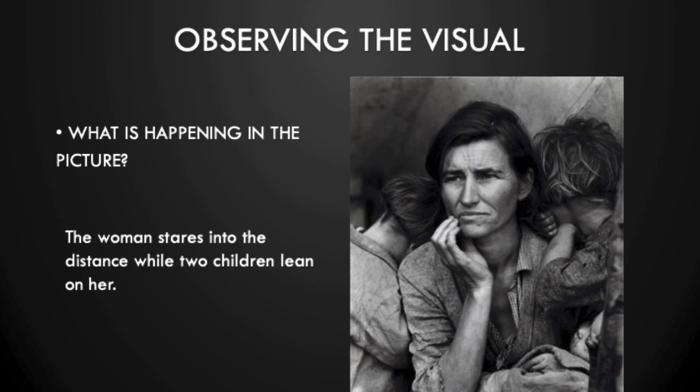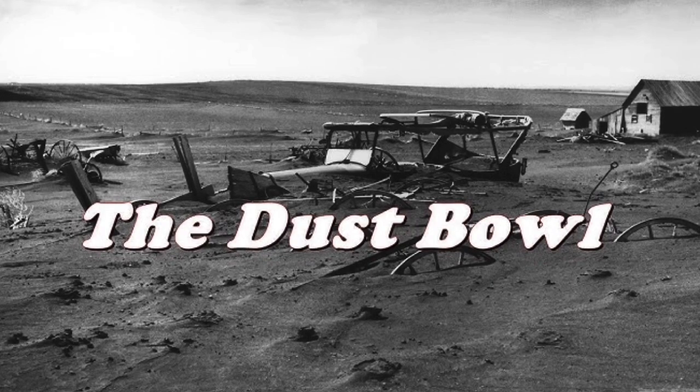Perhaps you notice that the woman is staring at a distance while the two kids, possibly her kids, lean onto her, hiding their faces. Or perhaps you go on to describe that the woman could be in a mental state of disconnection or emptiness, maybe unsure about what's about to happen to her and the kids after the Dust Bowl event.